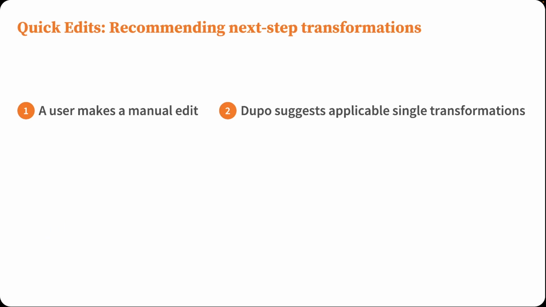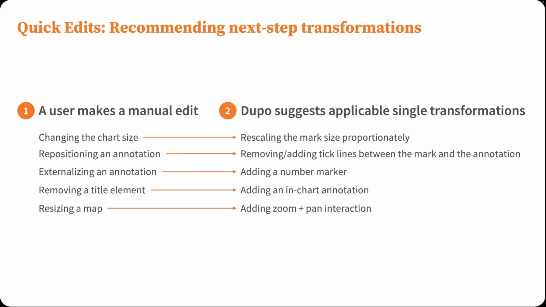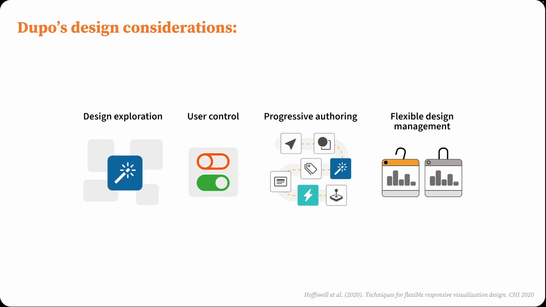There's another type of recommendation, quick edits for next step transformations. Once a user makes a manual edit, then Dupo suggests applicable next step edits. For example, after resizing the artboard, Dupo suggests rescaling the mark size proportionally. To recap, Dupo is designed to support design exploration, user control, progressive authoring, and flexible design management.